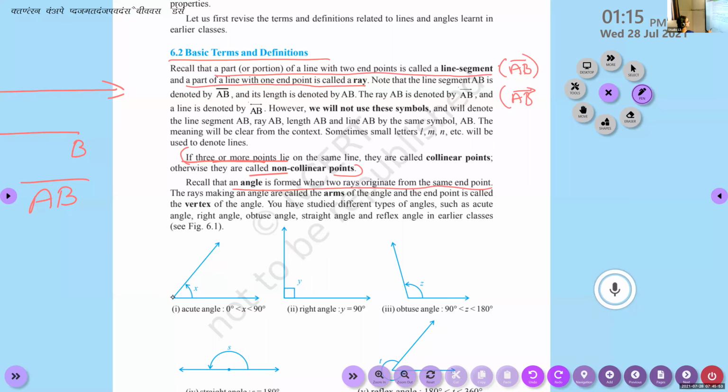And about their arms. Here are two arms: ray AB and ray AC are known as arms. So you can write: the rays making an angle are called arms of the angle, and the endpoint is called the vertex of the angle.